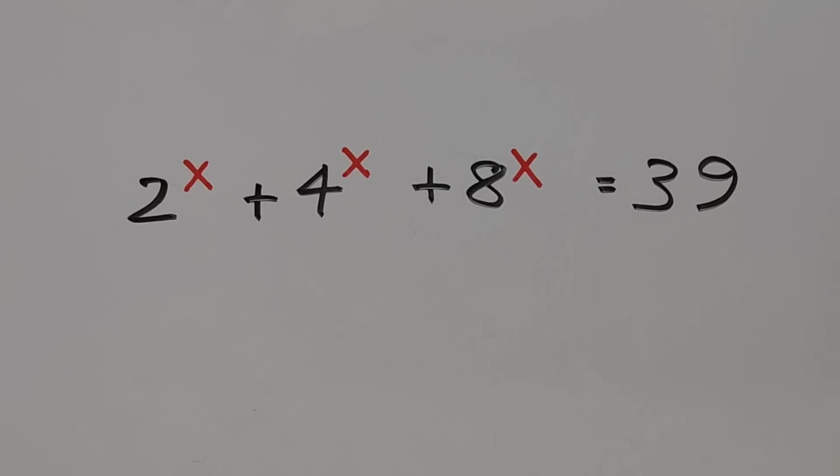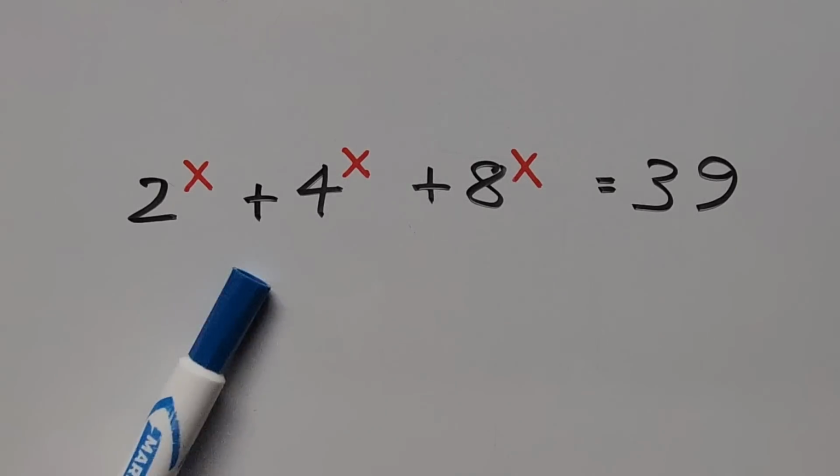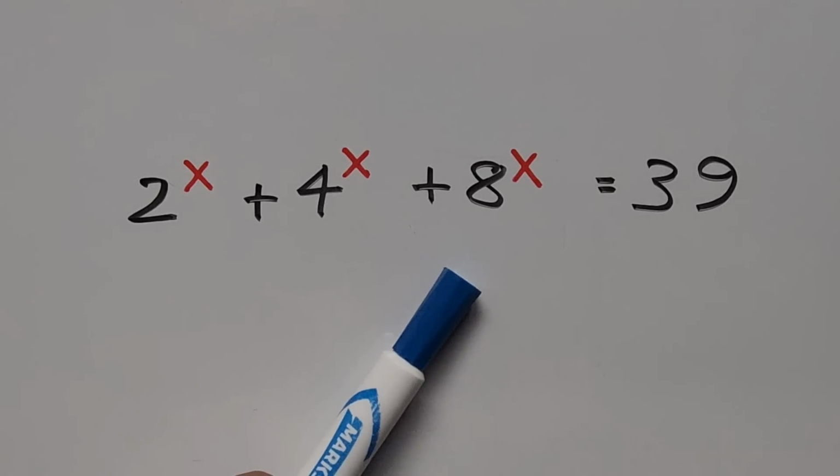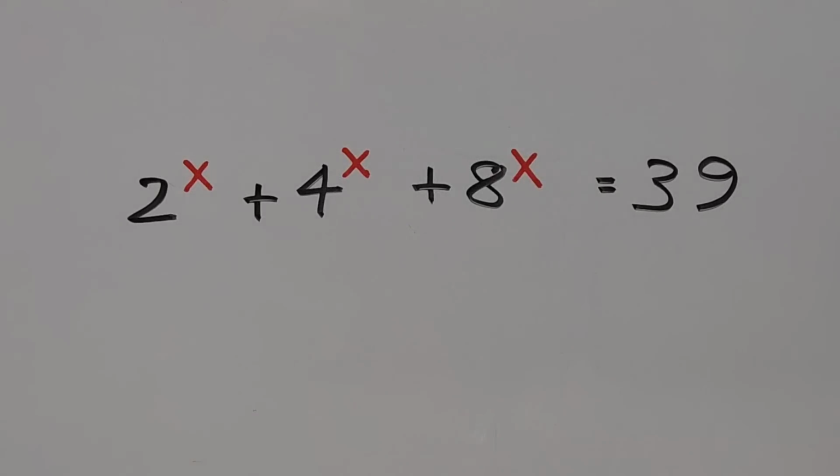And here we have today an exponential equation similar to one of those given at Oxford University interview questions. We have 2 to the power of x plus 4 to the power of x plus 8 to the power of x equals 39. And we're looking for the real values of x. So how do we solve this exponential equation?